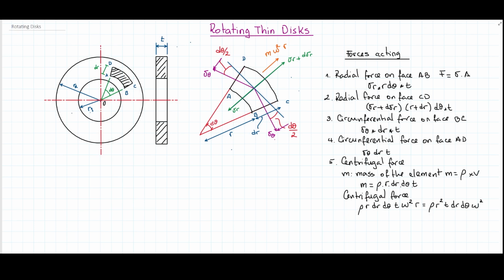One of the best ways to demonstrate this is to present a video about an application where those types of elements are used, and also what the implications of using them are. But before jumping into the video, what are thin disks or rotating thin disks? Basically, it is a disk. What we call a disk is an object that is circular in cross section, and that is very thin.